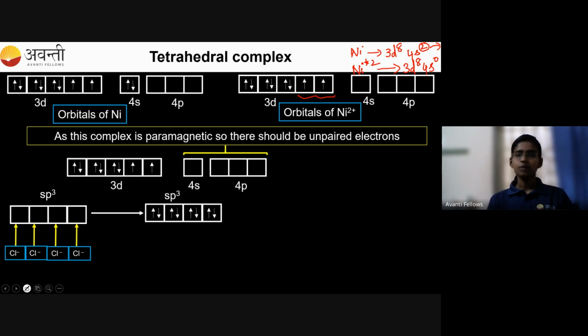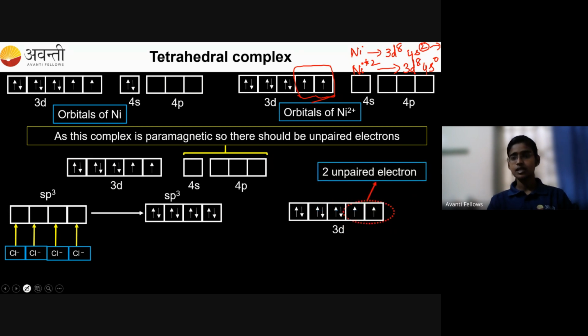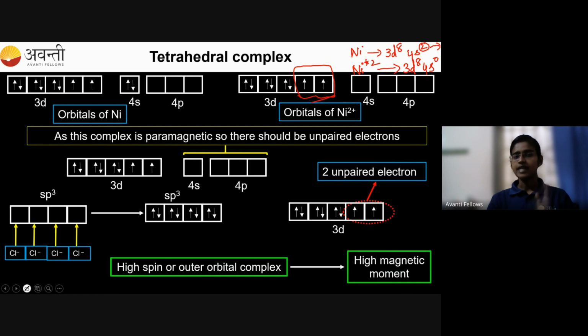Now, what about this metal? The metal has 2 unpaired electrons in its 3d orbital, you can see. Since the complex contains 2 unpaired electrons, the type of the complex is high spin. It is a high spin or outer orbital complex, and the magnetic moment is very high.